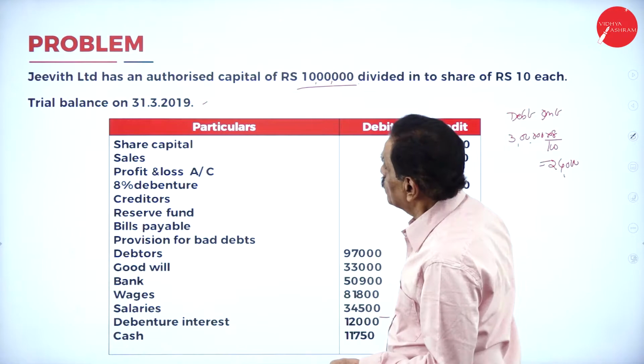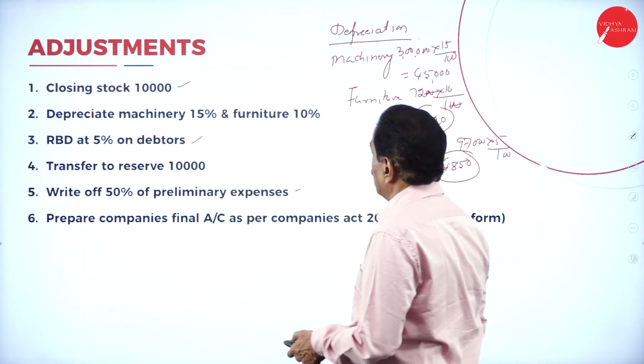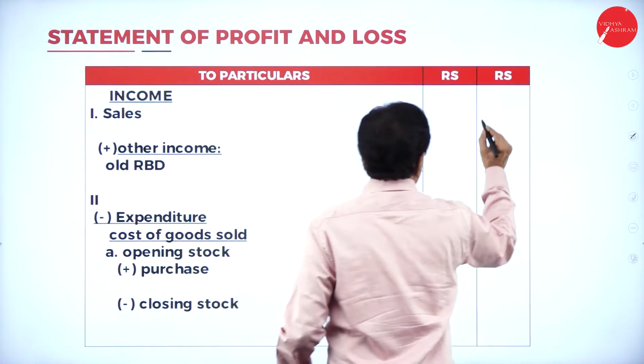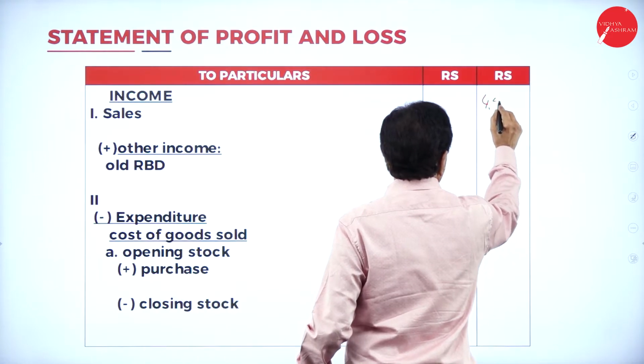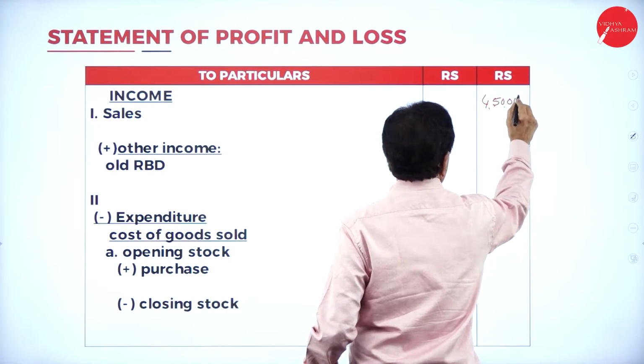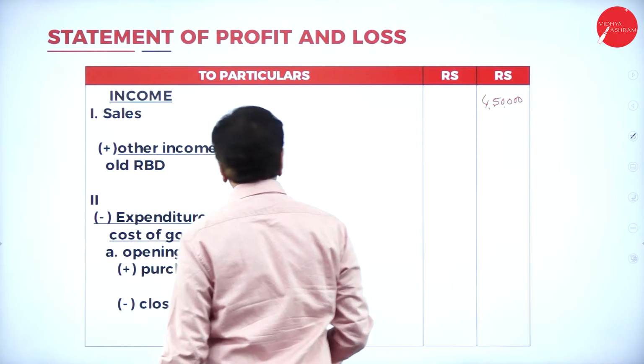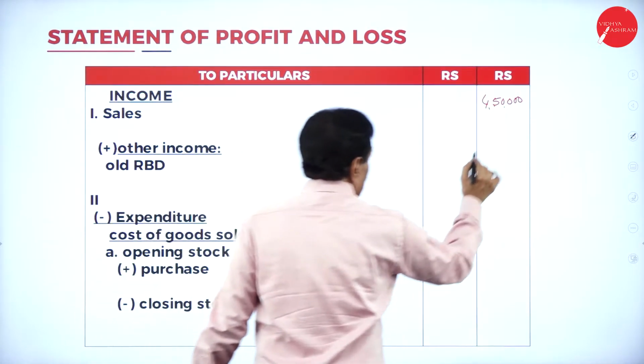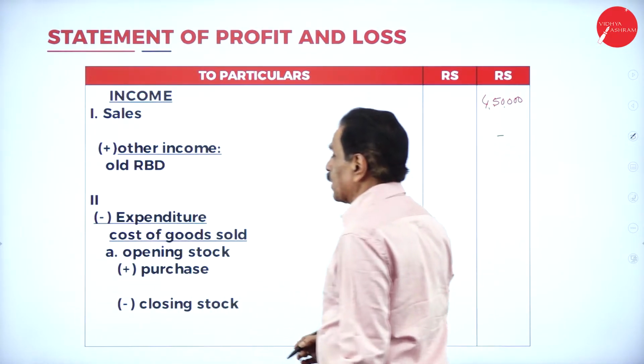Sales, we'll go to the statement of profit and loss account. What's your sales? 4,50,000. Then other income, old RBD, but you can deduct this. I have not taken it here. I will deduct from the old RBD.